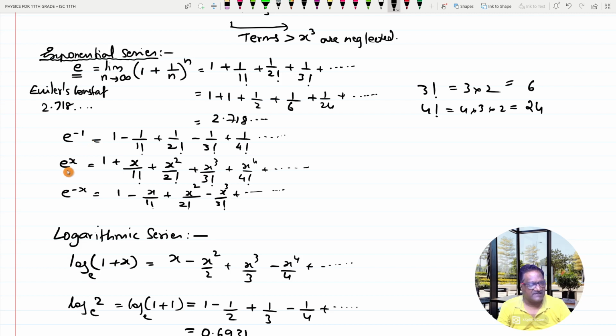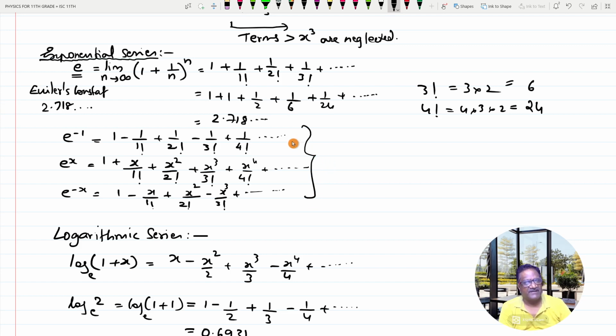If it is e raised to x, the expansion is 1 plus x upon 1 factorial plus x square upon 2 factorial plus x cube upon 3 factorial, and it will go on. If it is e raised to minus x, again it will be 1 minus x upon 1 factorial plus x square upon 2 factorial minus x cube upon 3 factorial plus x raised to 4 upon 4 factorial, and it goes on. Okay, so these are known as something called exponential series.